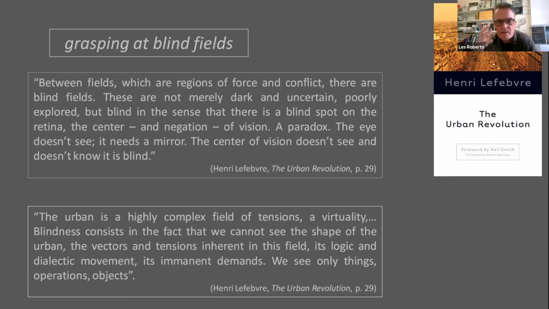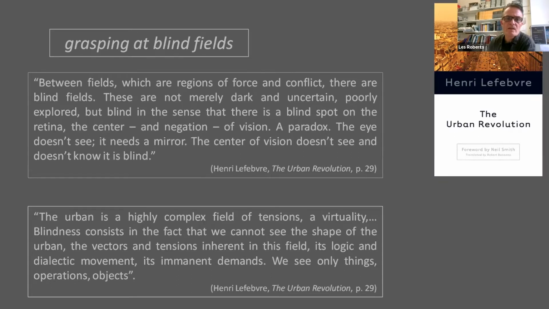Now, he's talking about how difficult it is to see the urban. There's a kind of blindness because there are different fields between which different manifestations of the urban come to light. You can't see it head on. So here's a quote from The Urban Revolution to hopefully clarify that. "Between fields, which are regions of force and conflict, there are blind fields. These are not merely dark and uncertain, poorly explored, but blind in the sense that there is a blind spot on the retina, the center and negation of vision, a paradox. The eye doesn't see it, it needs a mirror. The center of vision doesn't see and doesn't know it's blind."